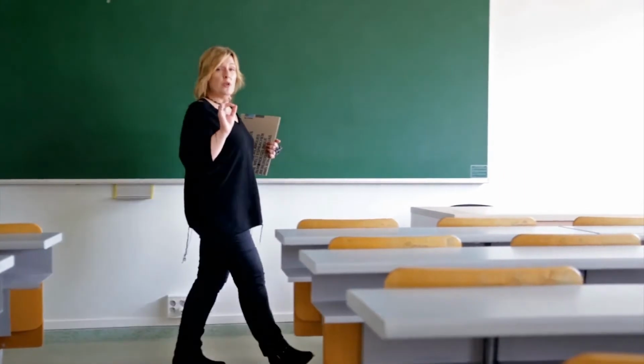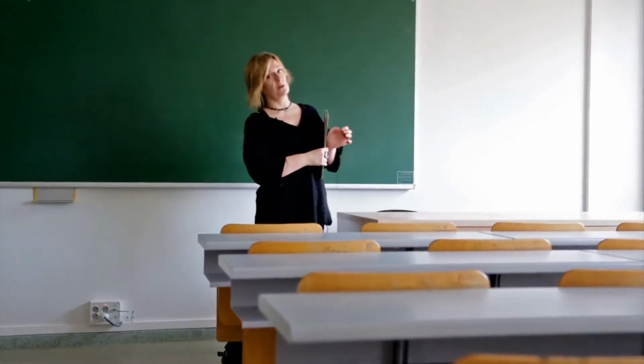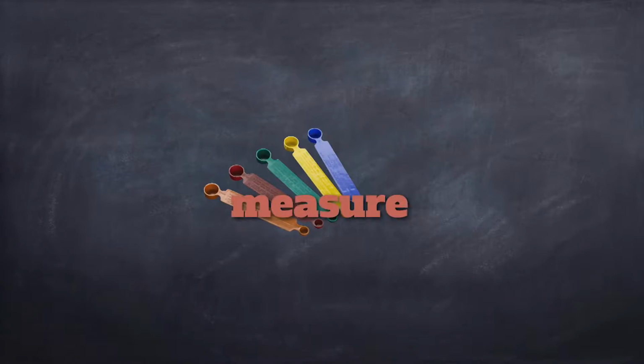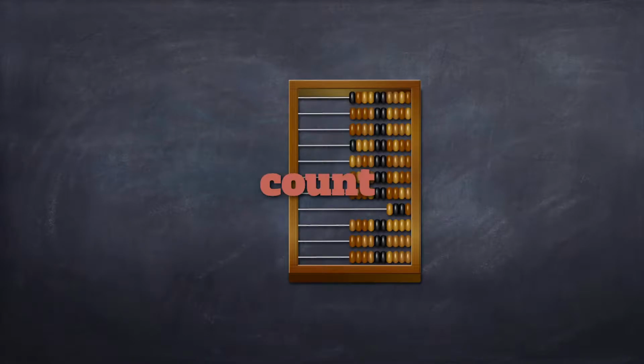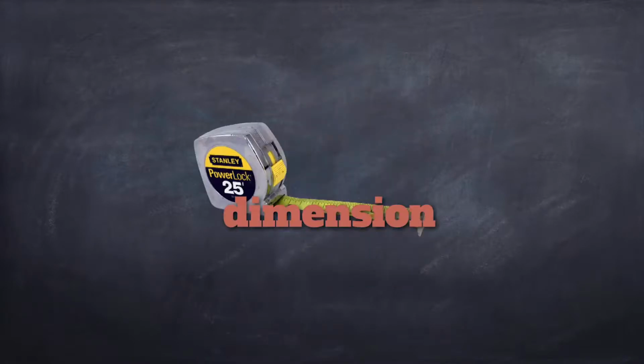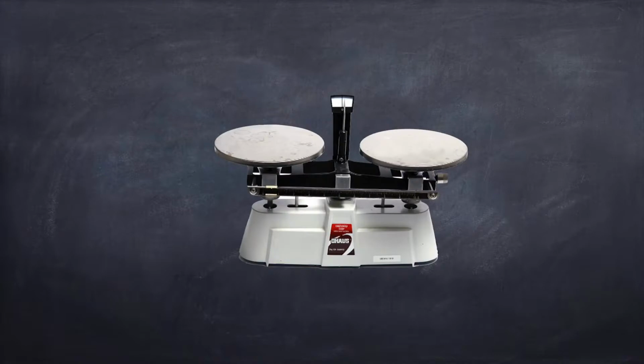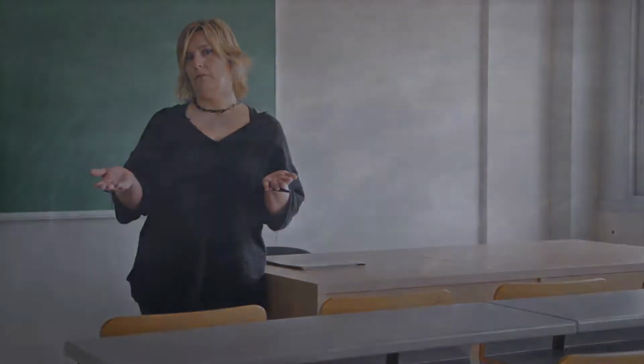There is no comparison-reluctant field. As long as we can measure, appreciate, count, or dimension something, we can compare it to something else. Let's start by taking a look at the easiest comparative structure, at least grammatically speaking. Let's see what we say when we mean that two things are the same.